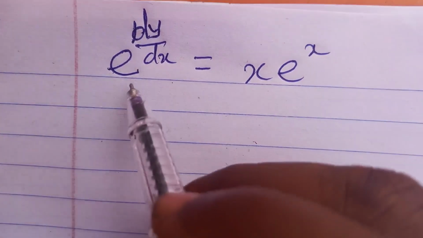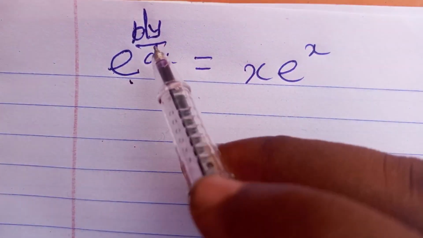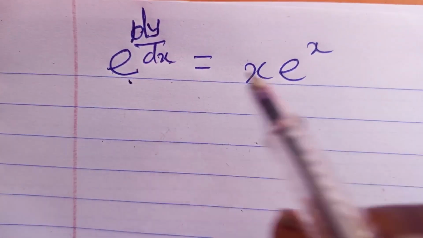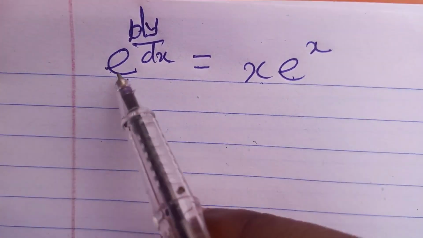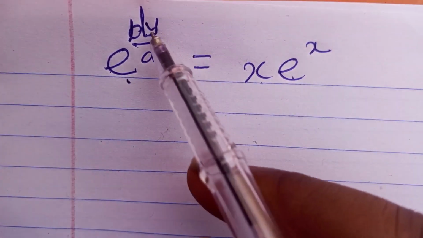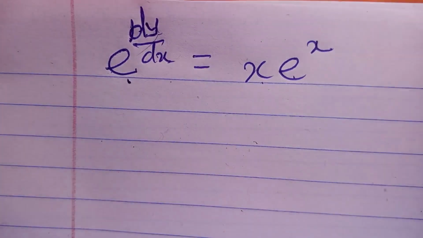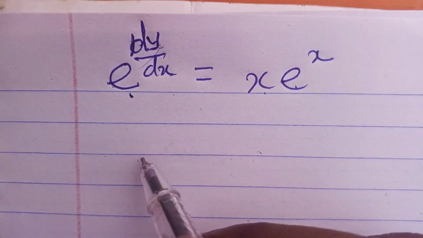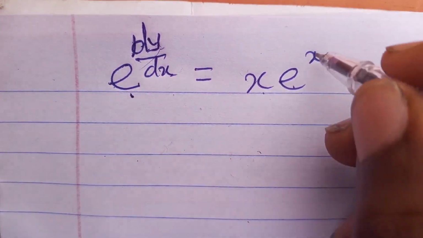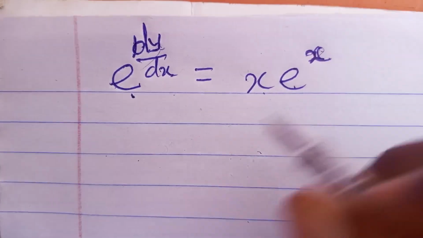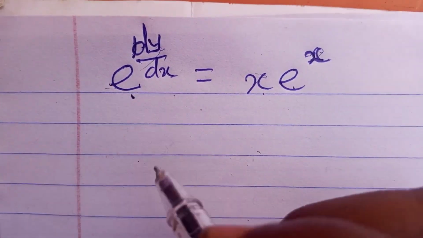So we have e raised to the power of dy/dx equals x e raised to the power of x. We want to find the value of y, and what we are going to do is step 1, take the natural log of both sides.